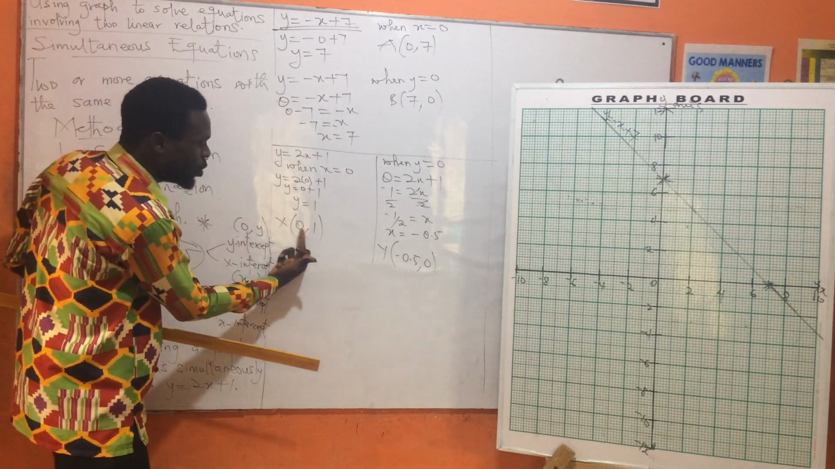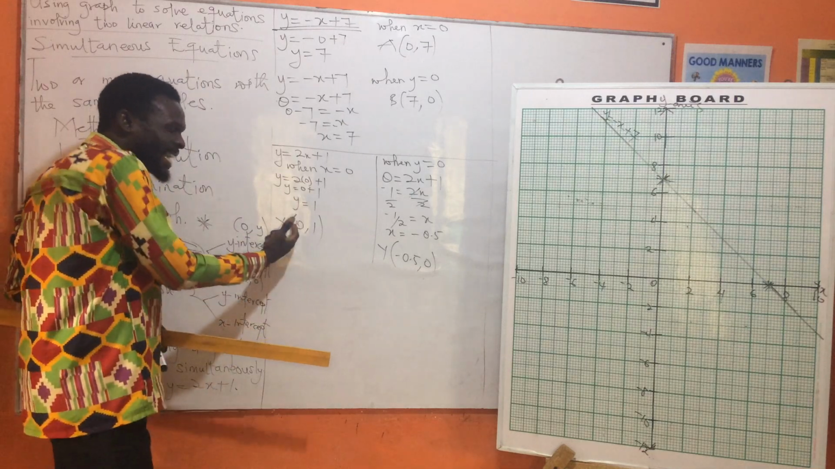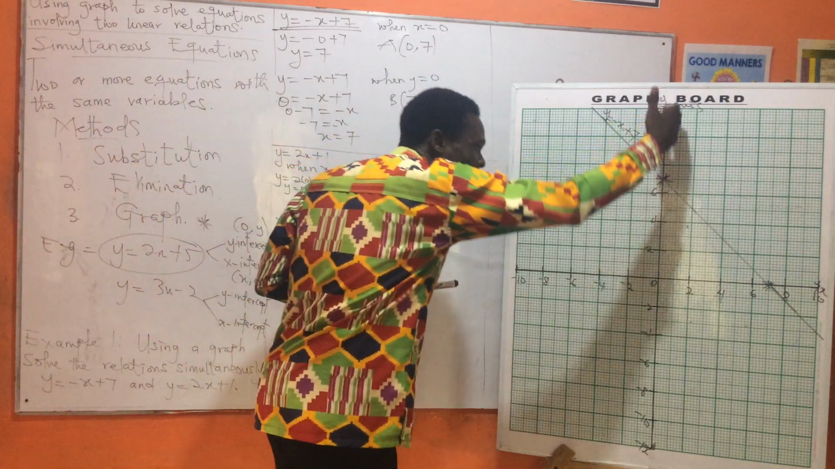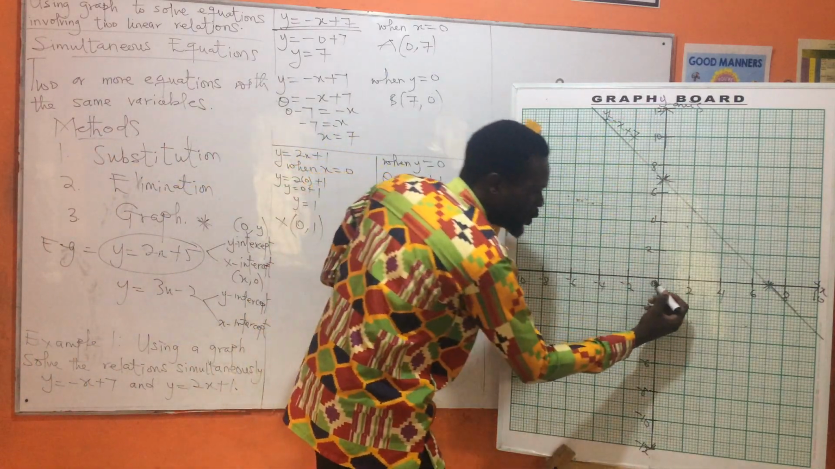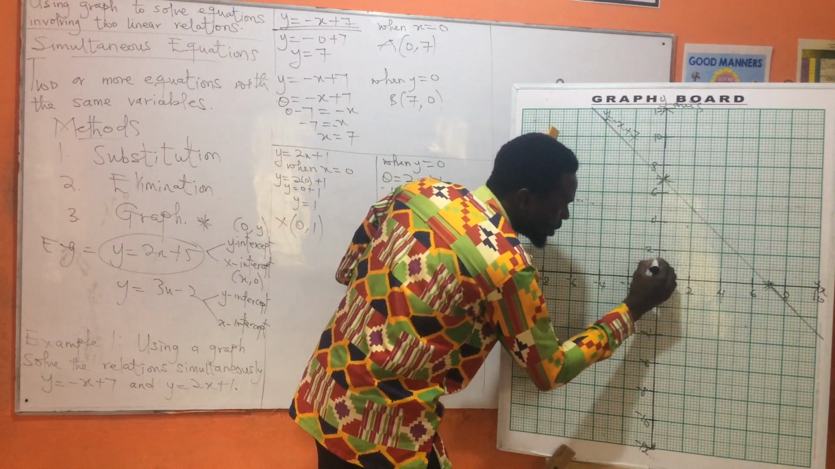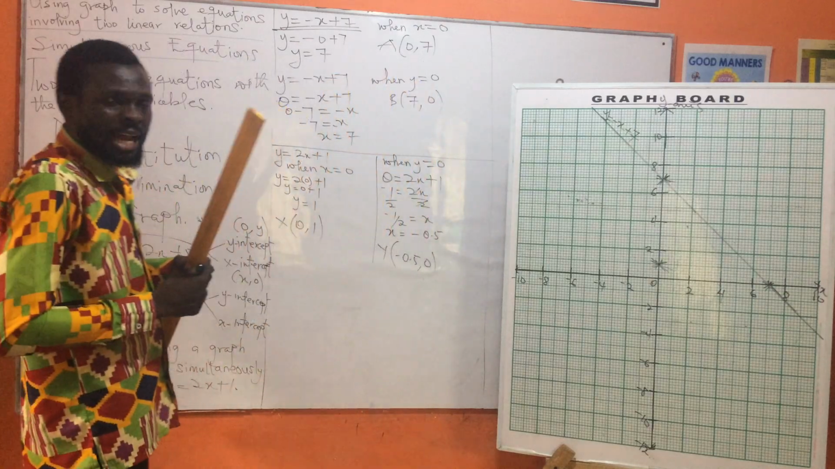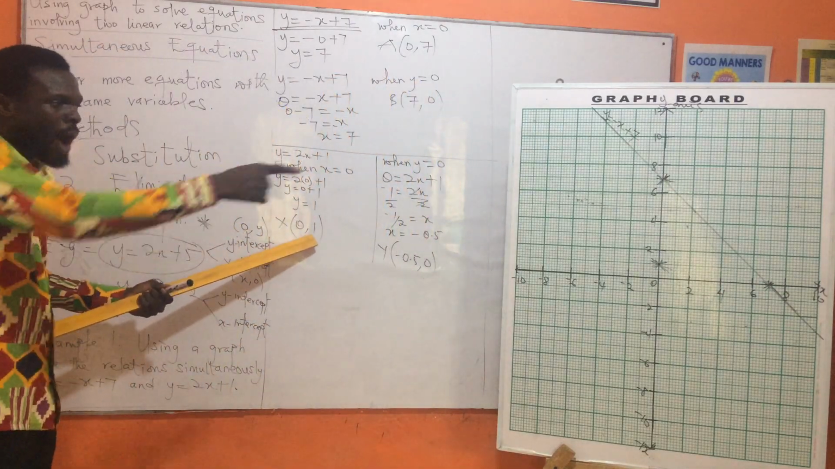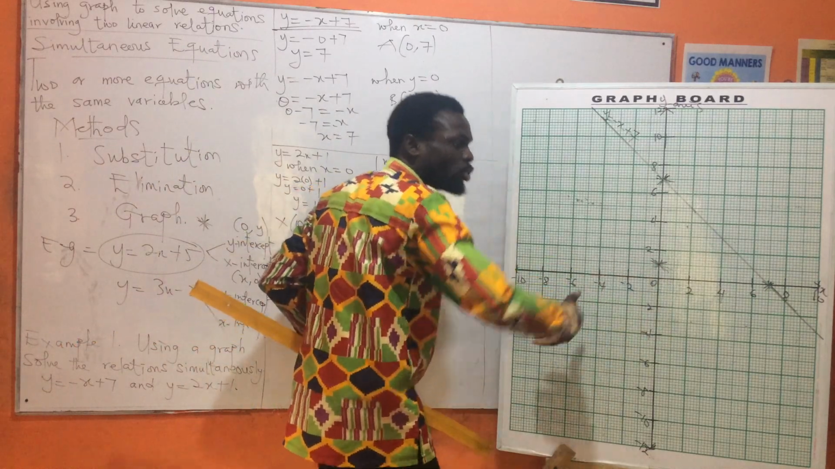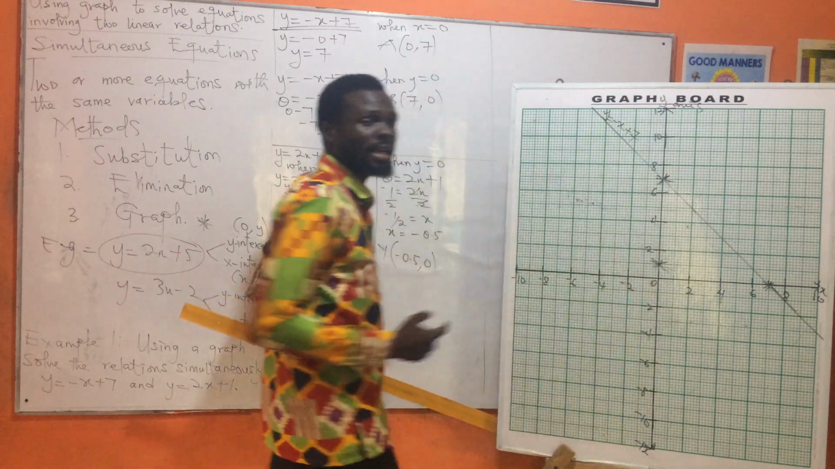This is 0, 1. So x is 0 and y is 1. On the y-axis, 1 is between 0 and 2. So this is the point. Now that we have the point for the y-intercept, what this point simply means is that when I draw the line, it will cut the y-axis at 1.